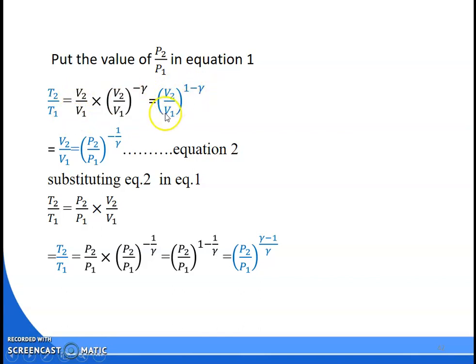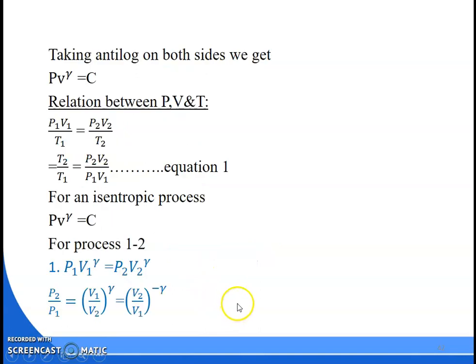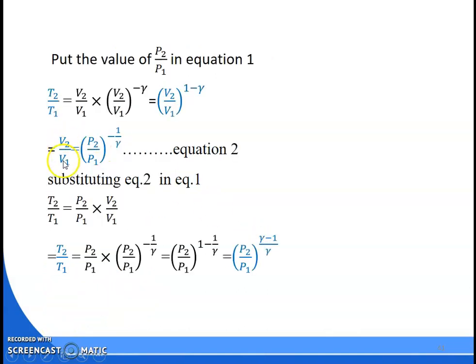Then what is your V2 by V1? If this is multiplied here and comes to this side, that is 1 by (1 minus gamma). Okay. So P2 by P1 is equal to (V2 by V1) to the power minus gamma. Then what is your V2 by V1? If it comes to this side, it will be 1 by minus gamma. So here we got V2 by V1 is equal to (P2 by P1) to the power minus 1 by gamma.